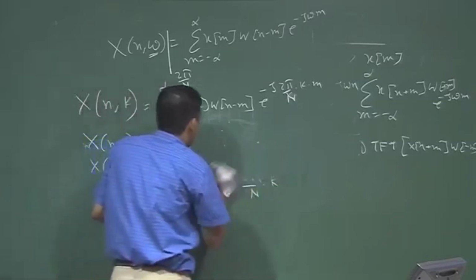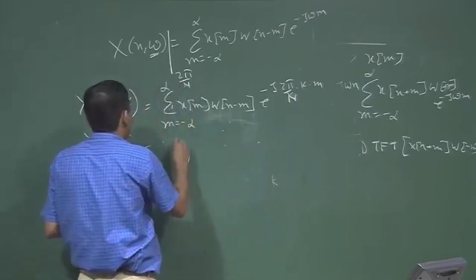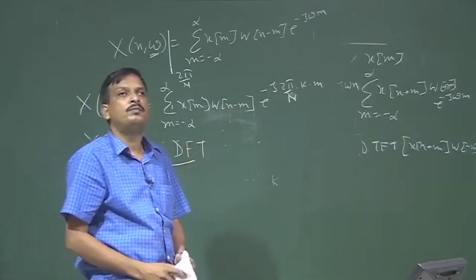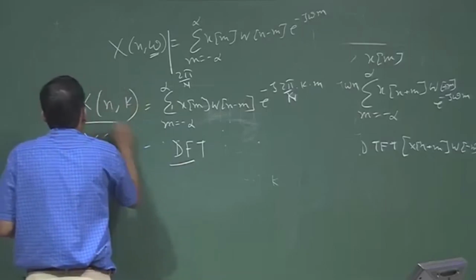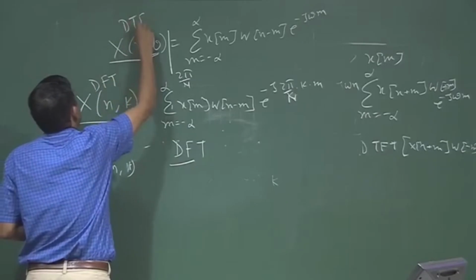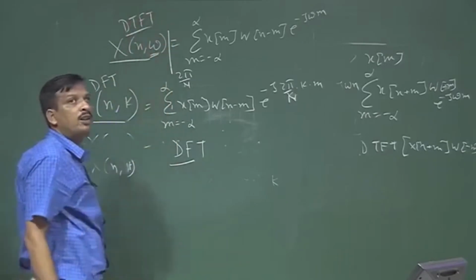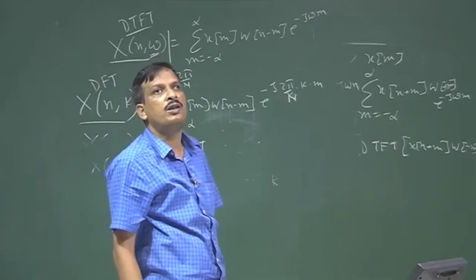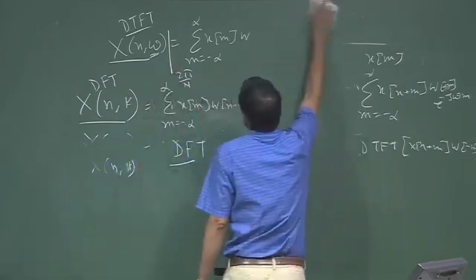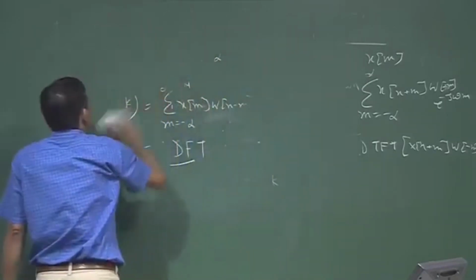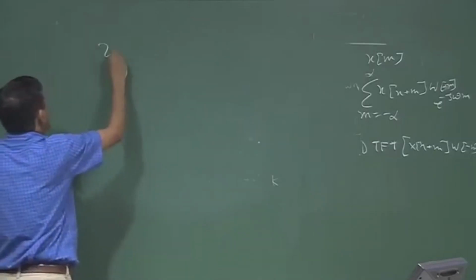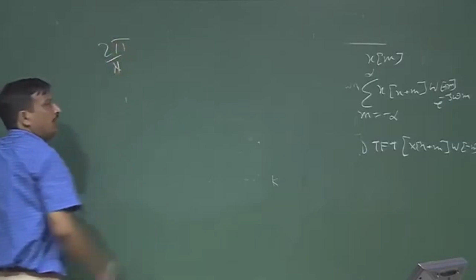Once I do that, this process is called DFT, discrete Fourier transform. So, this representation is called DTFT, discrete time Fourier transform, and this one the discrete Fourier transform. Now, what is 2 pi by N? If you see 2 pi by N, it is my frequency resolution.